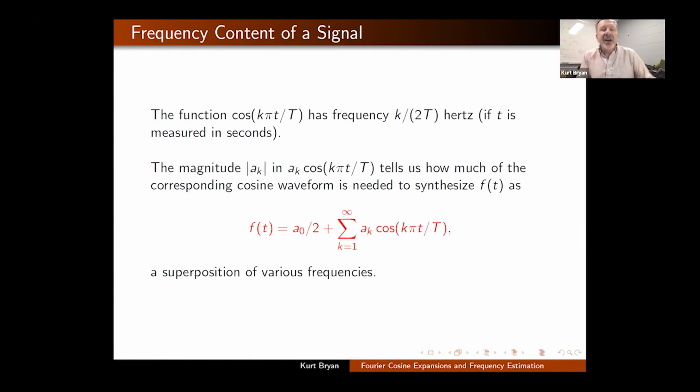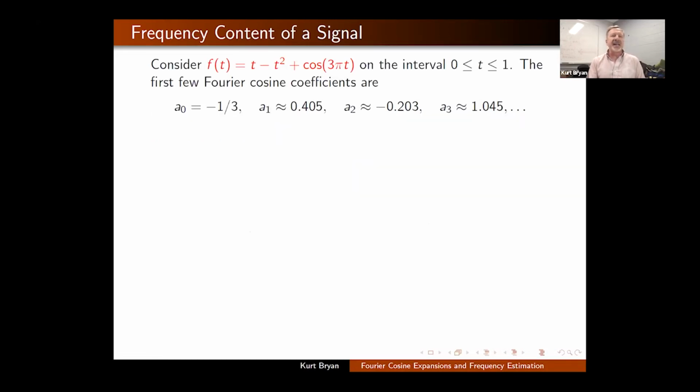And that decomposition of f into a Fourier cosine series, it's a decomposition of f of t into a sum of cosines of different frequencies. It's telling us how to synthesize a function of time using cosines of various frequencies. And the a sub k tell us exactly how much of each frequency we need to synthesize f.